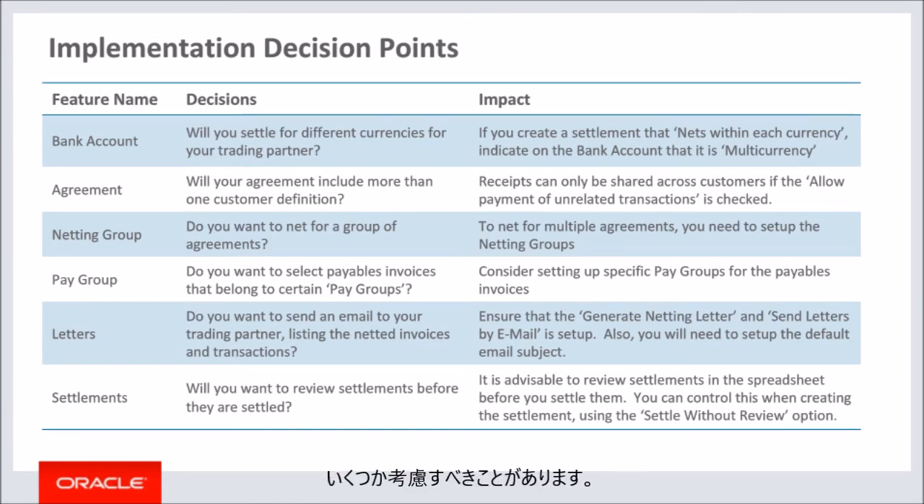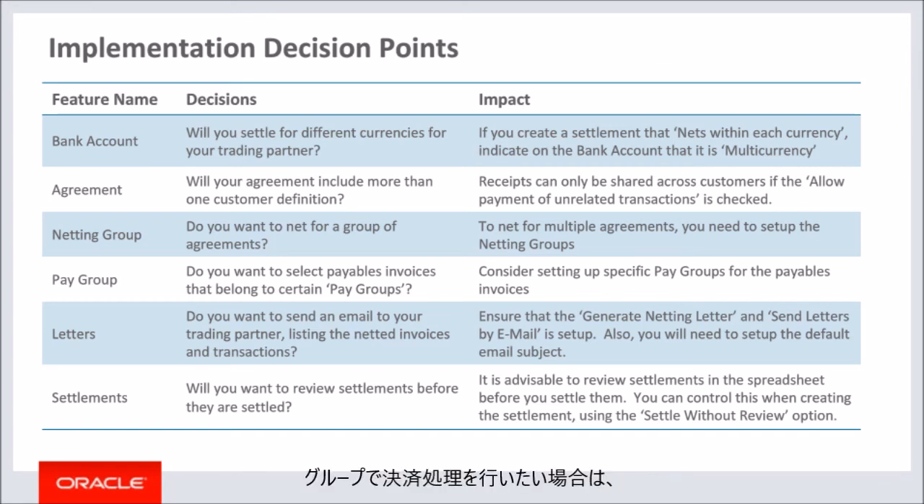When implementing netting, there are some factors that you need to consider. Based on the answers to the following questions, the setup will differ. Firstly, will you settle for different currencies for your trading partner? If so, you'll need to pay particular attention to the multi-currency flag on the bank account to ensure it is selected. If you intend to have more than one customer set up on a single agreement, then you'll also need to check that the Allow Payment of Unrelated Transactions is checked on the Receivables system options.